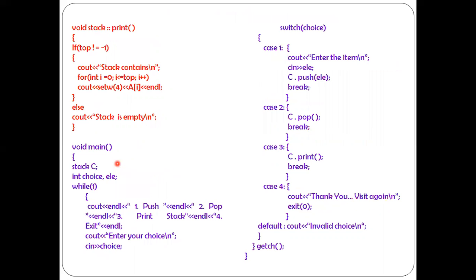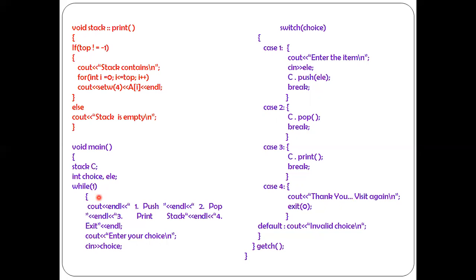Again, it comes to the void main function here. Then two variables I have declared, choice and element. Choice and element are the two variables of type integer. Then while of one. We have given four options: one for push, two for pop, three for print the stack, and four for exit. There are four main options.